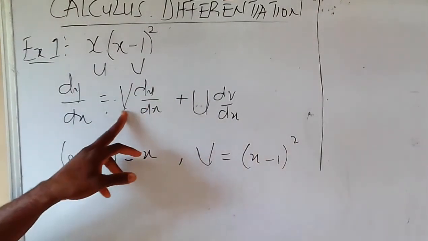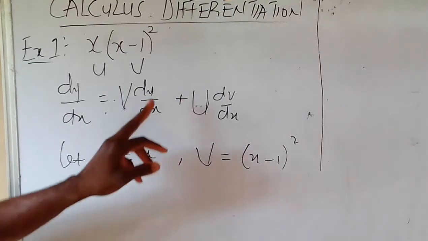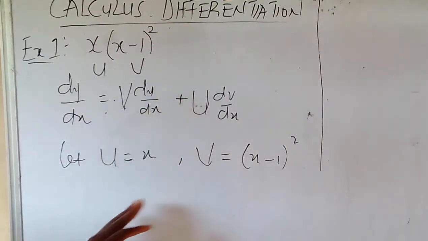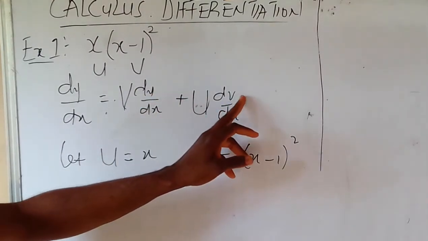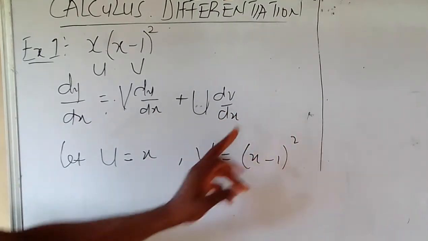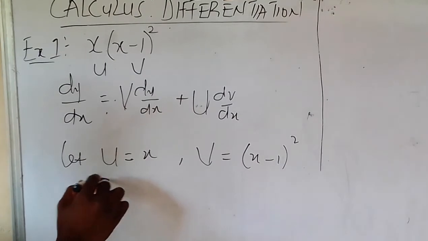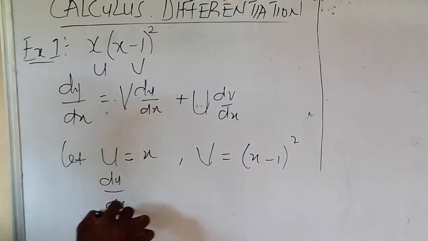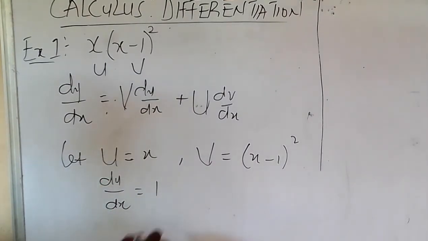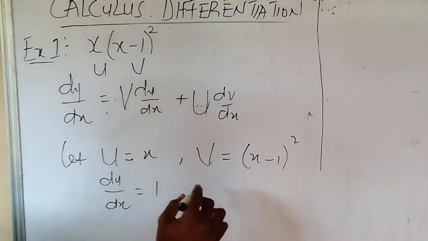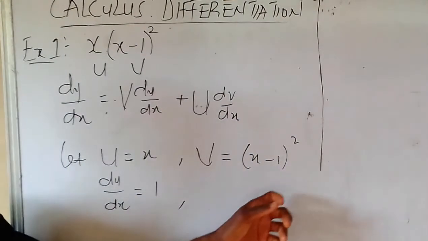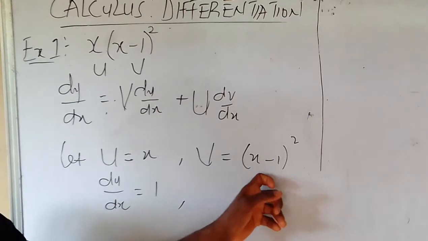So now the idea is to get our v, which is this. Next we have to get du/dx, which we're going to get now, then get our u, which is this, and get our dv/dx. Let's find out du/dx. In this case du/dx is 1.